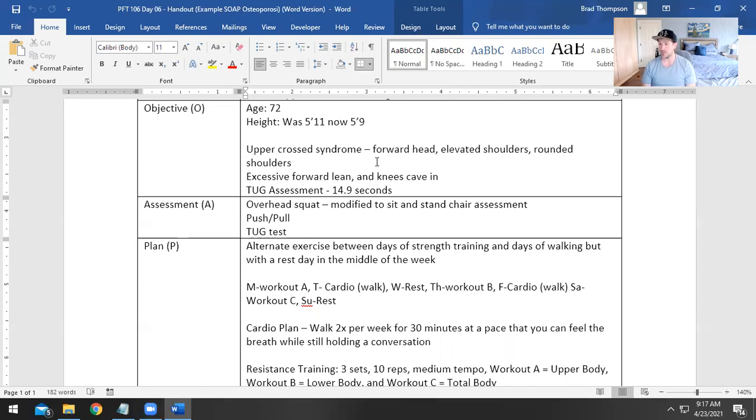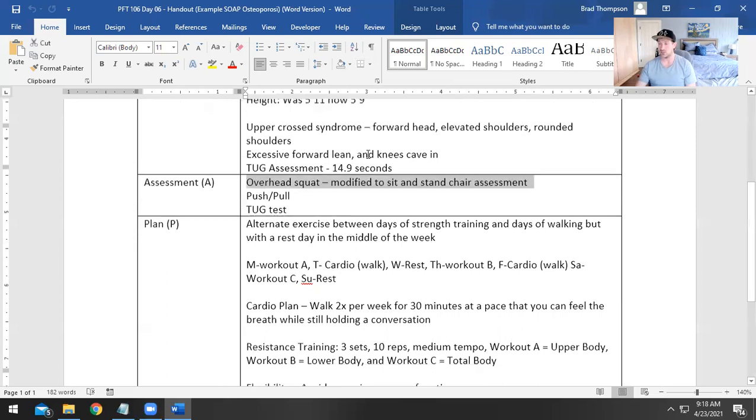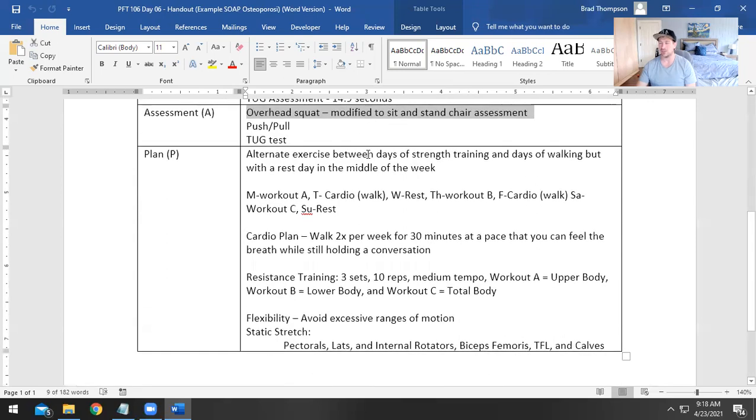We also did the TUG assessment. That's going to be a really good one to see if our client is improving their agility. They're going to stand up from that chair, walk around a cone, and then sit back down, and we're going to measure how long that takes. The overhead squat is modified to a sit and stand chair assessment, because again, it's a little bit too much pressure on the knees.